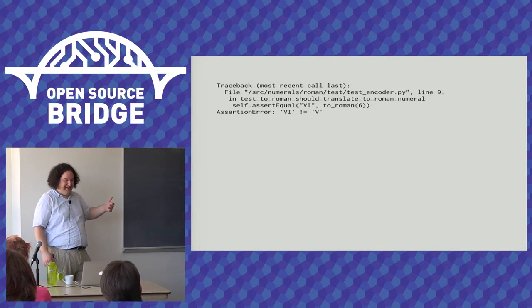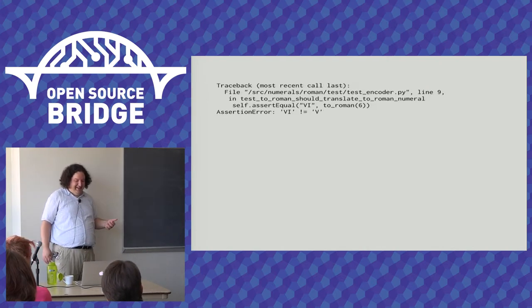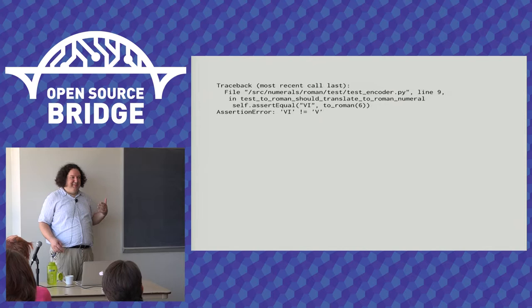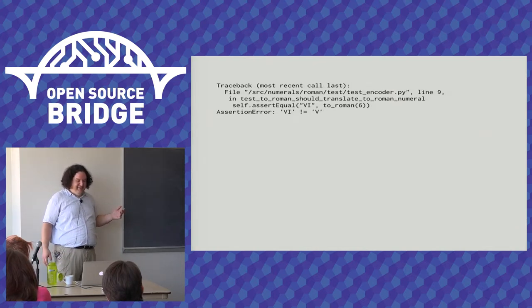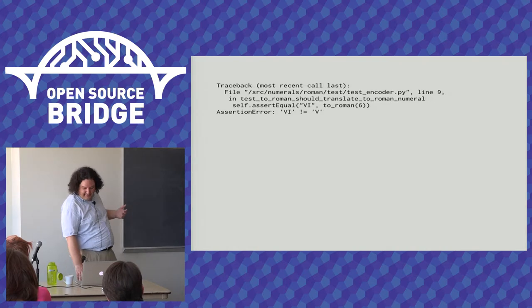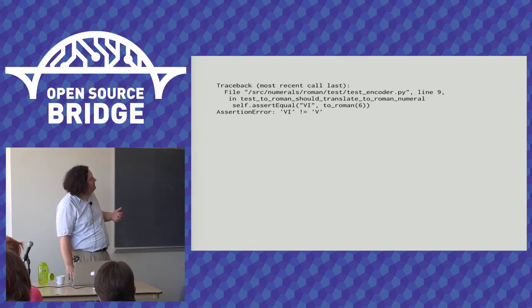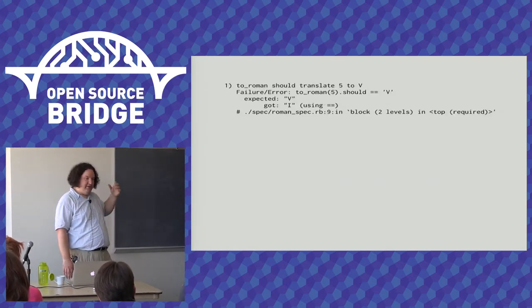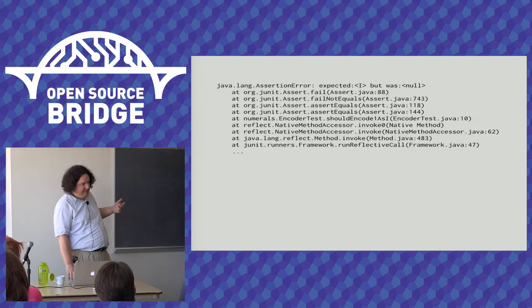So that's your cue to go back and say, all right, well, it gave me a Roman numeral back, and it didn't throw any errors at all. It just gave me 5 instead of 6. Same situation in RSpec and Ruby. Same situation in JUnit and Java.